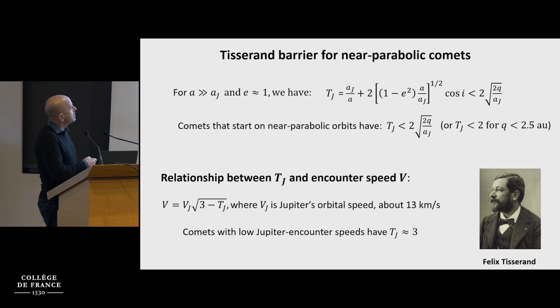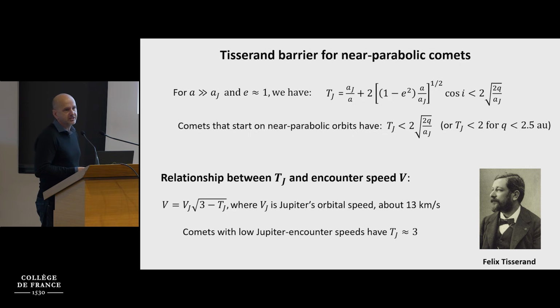This value will be small, and this indicates the Tisserand parameter will be close to 3 for these comets, larger than 2. And this is the basis of the classification scheme of the comets. We would like to divide the comets into those which have low values of the Tisserand parameter and those which have high values of the Tisserand parameter.